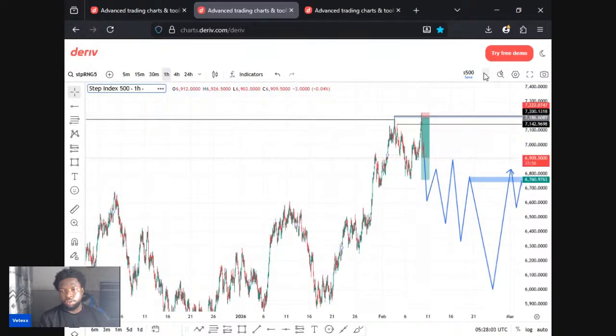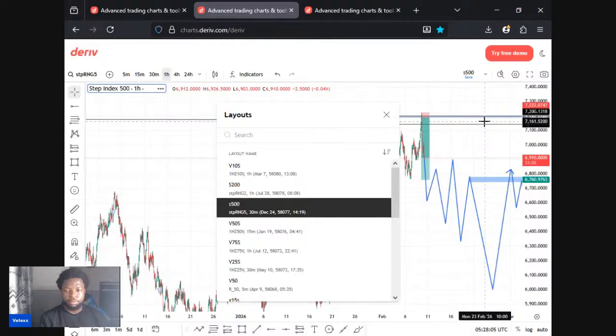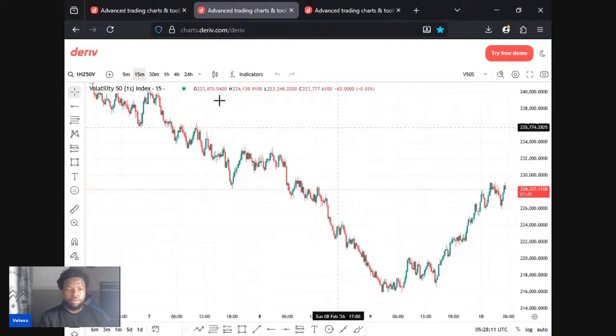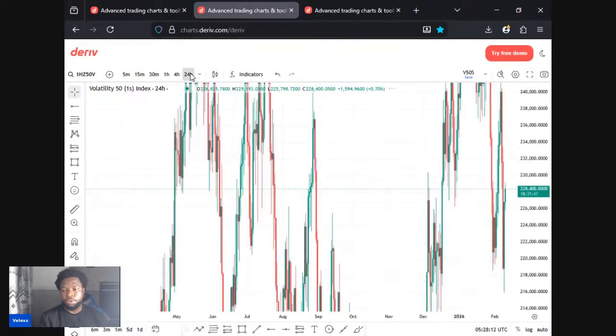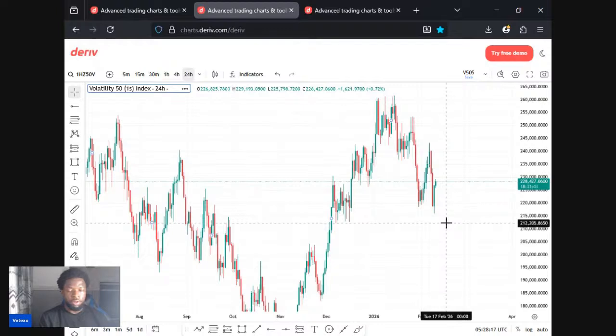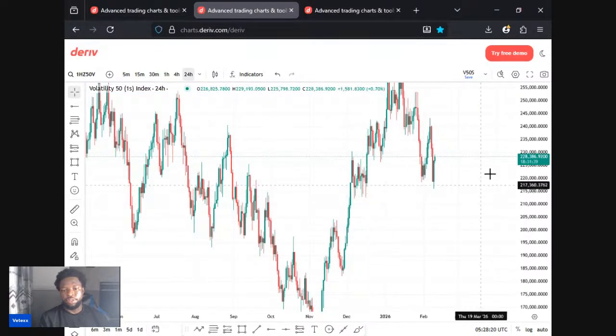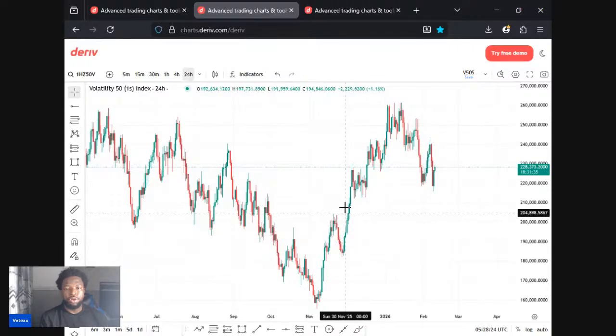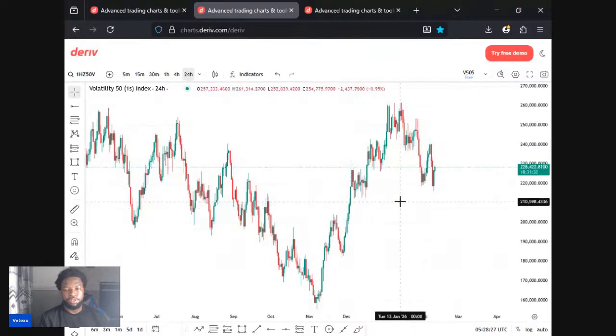So let's check the next pair, which is V51S. So V51S, starting from the 24-hour time frame, we have a buy continuation. So first of all, on the 24-hour time frame, you see the trend is bullish, but on the weekly time frame, price smashes its target.